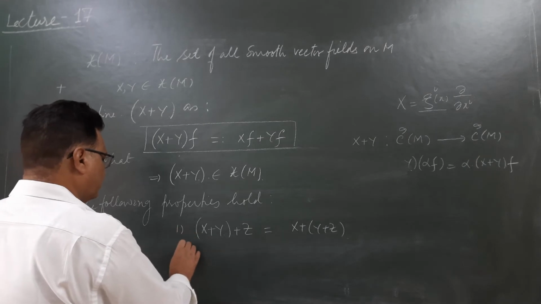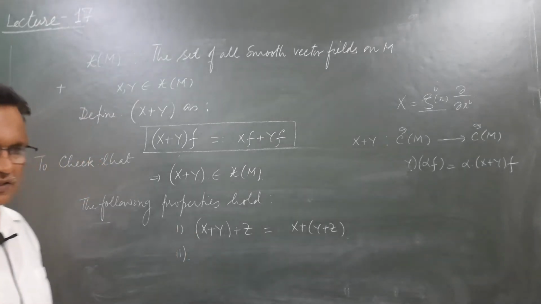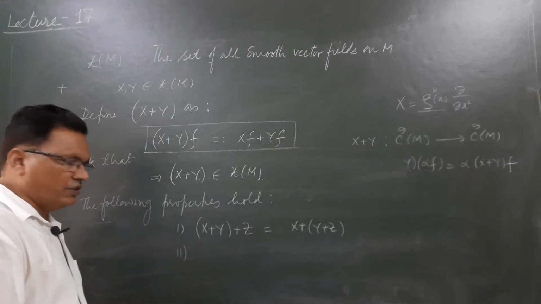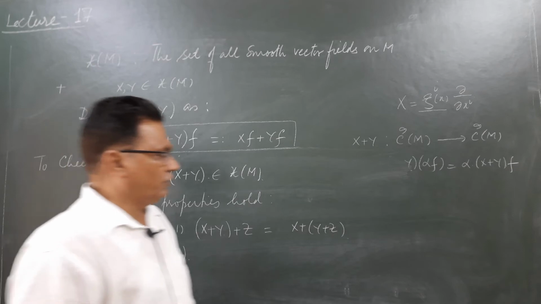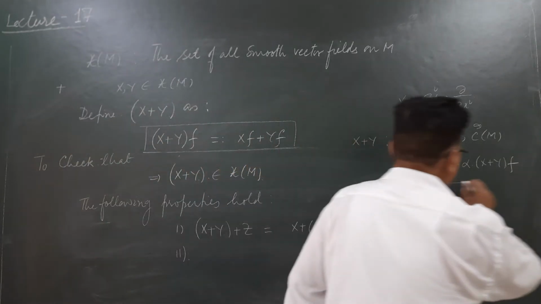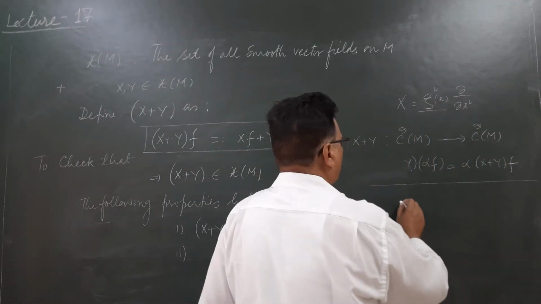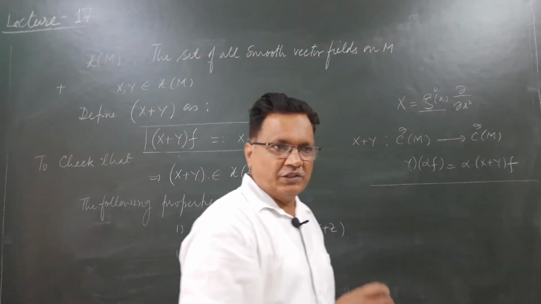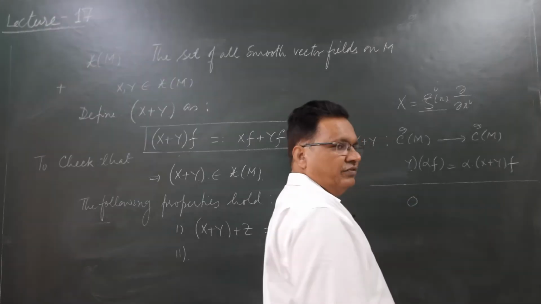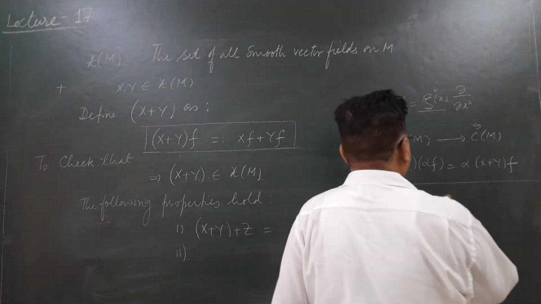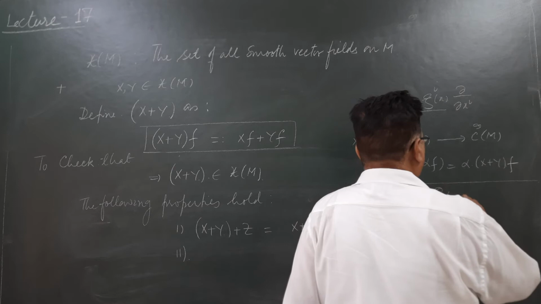This is the first thing. The second thing is you must search out a zero vector field. So what will you propose for a zero vector field? Since a vector field is a map from C infinity m to C infinity m, I define this vector field O from C infinity m to C infinity m.